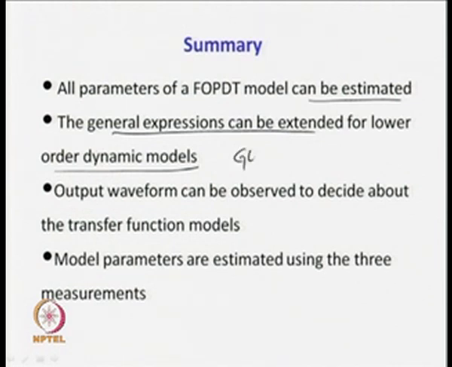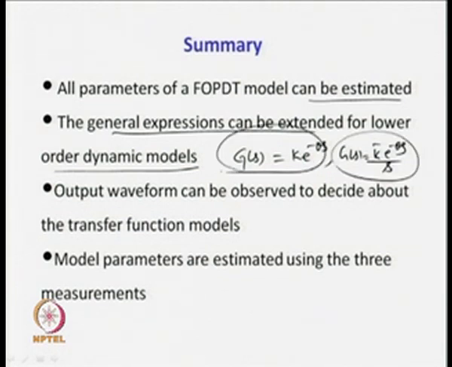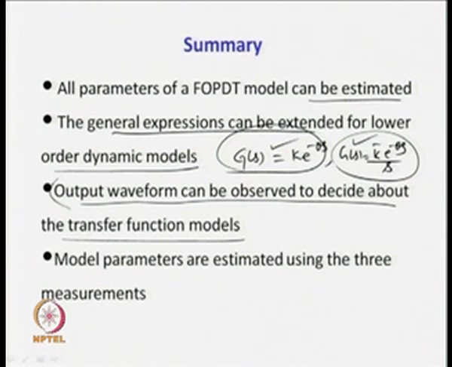What I mean by lower order dynamic model? When G(s) is equal to k e to the power minus theta s, or G(s) is equal to k bar e to the power minus theta s upon s, those types of transfer function models or dynamics of real time systems can be obtained. Now, the output waveform can be observed to decide about the transfer function model. So, whether we have to identify a simpler model or a first order plus dead time model, that information can be obtained from the observation of the output waveform. Now, model parameters are estimated using the 3 measurements and the 3 expressions we have derived.